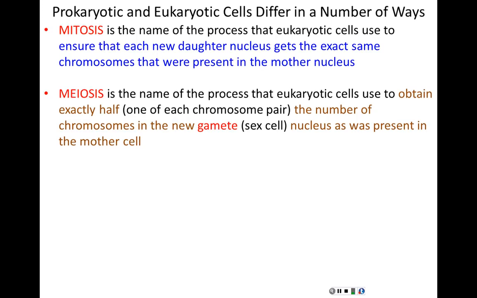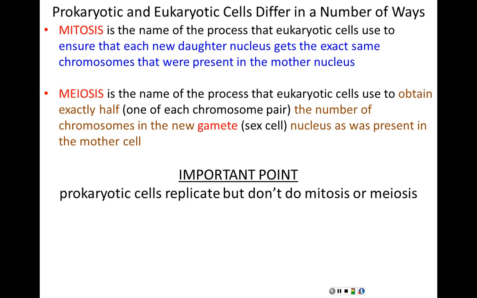Meiosis is also a strictly eukaryotic process, but this is the name of the process that's used to obtain cells containing exactly half the number of chromosomes that were in the mother cell. And by half, we mean one of each chromosome pair. That'll become a little bit clearer as we get later on in the lecture. But meiosis splits the DNA content of a cell in half. What we have as a result of meiosis is a sex cell, or more appropriately referred to as a gamete. The gamete contains a nucleus that contains half the DNA of the mother cell. And this is important for sexual reproduction.